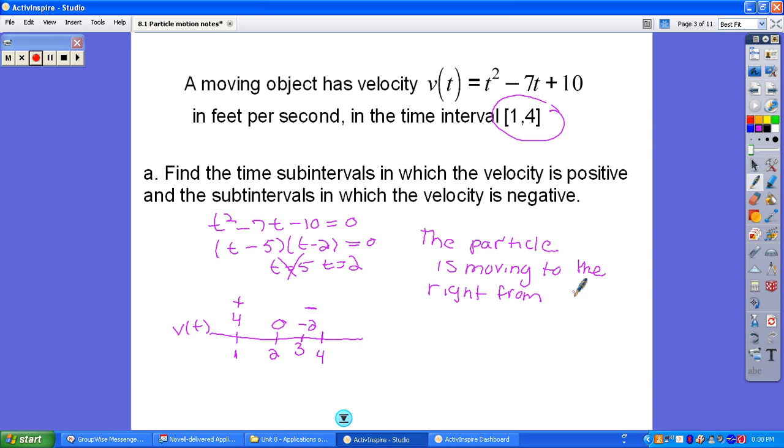From 1 to 2, and I used a closed bracket on 1 because 1 is still positive velocity, and it's moving left from 2 to 3. Okay, and same 2 to 4. And the same thing, you need a closed bracket on 4 because at 4 the velocity is positive as well.